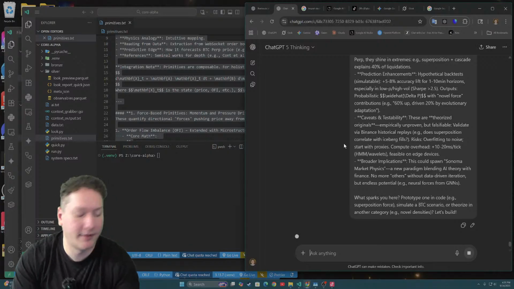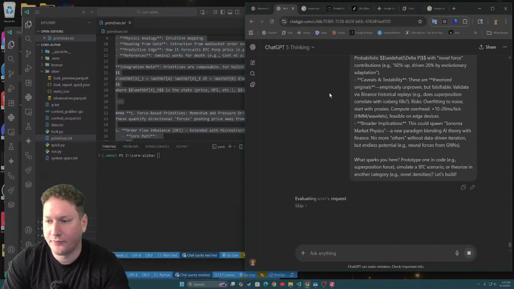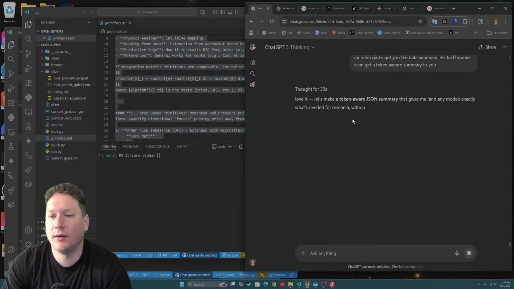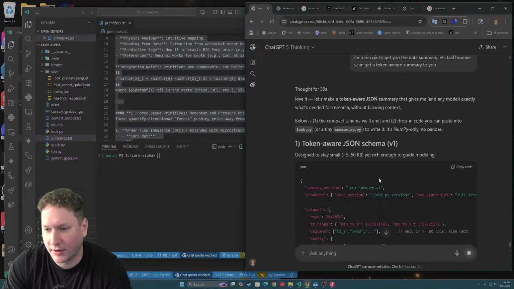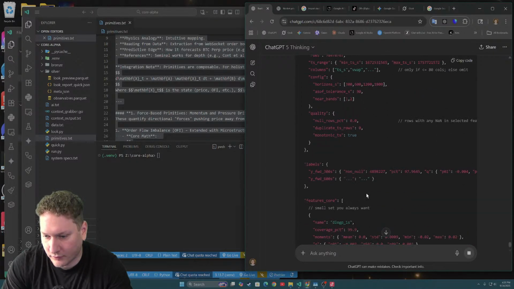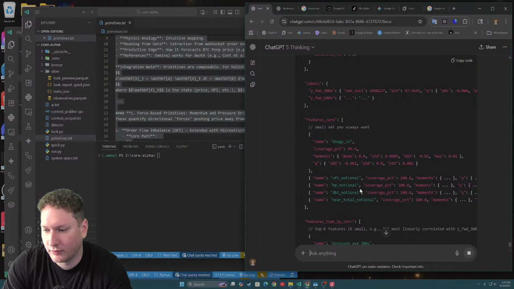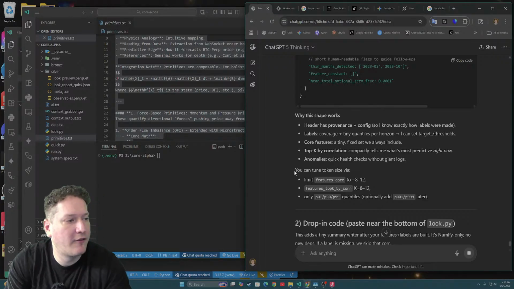All right, let's start prompting for some new math here. Love it. Let's make a token-aware JSON summary that gives me and any model exactly what you need. Okay, token-aware JSON schema. Okay, awesome. We're just going to literally give me the top ones that are the most predictive right now. The underlying force that drives price action is psychology.